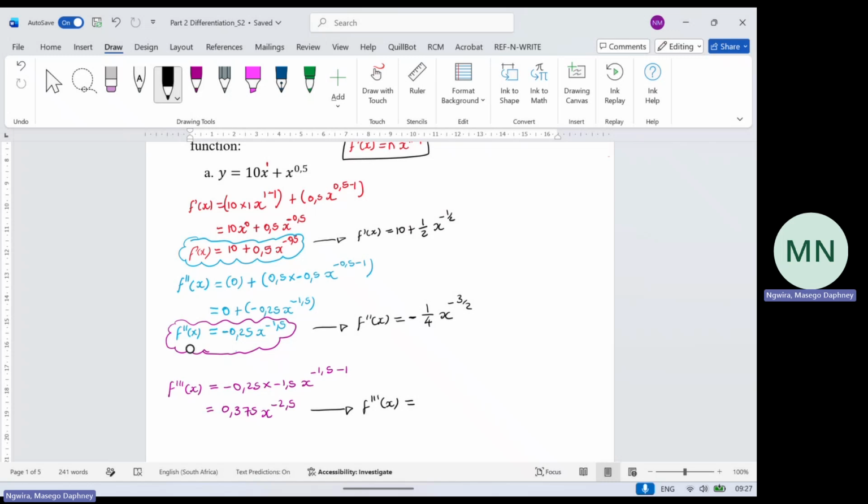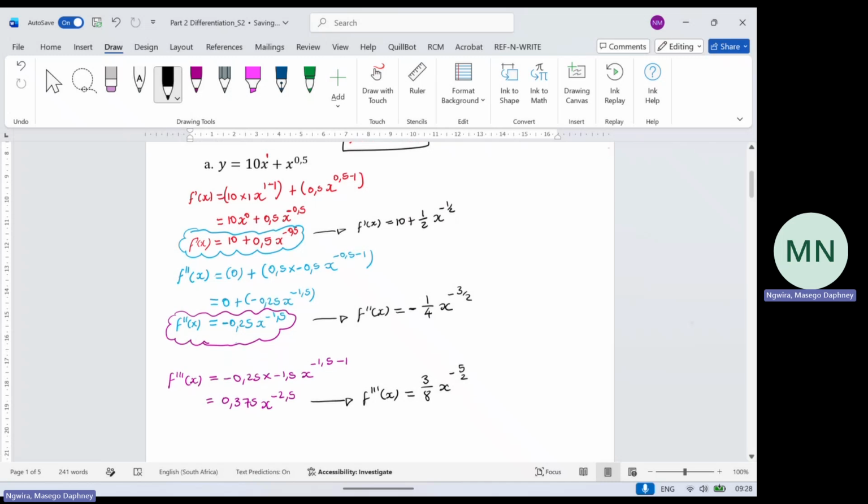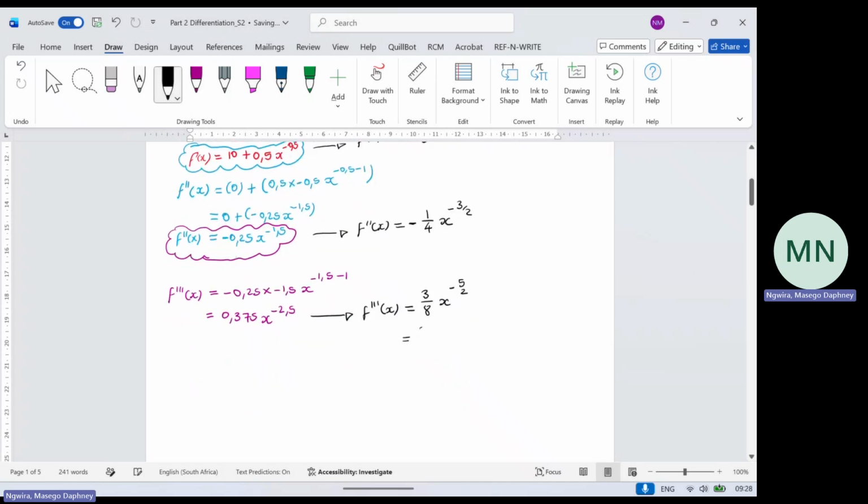Okay, this one is, I'll just do it this way. This one is 3 over 8, so this will be 3 over 8, and then x to the power of negative 5 over 2. If you want to make this negative a positive, then this will be 3 over 8, then 1 over x to the power of positive 5 over 2. Okay, same thing with this one. This is the same as 0.375, then 1 over x to the power of 2.5. If you want to make the 5 over 2 positive, you just make it a fraction.